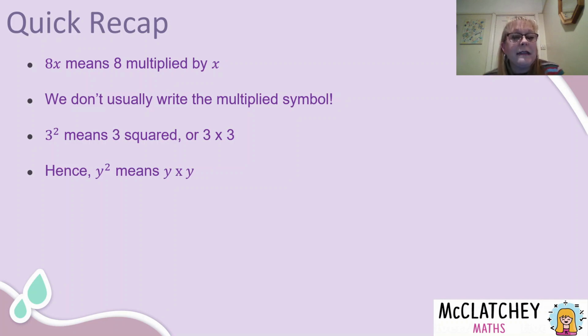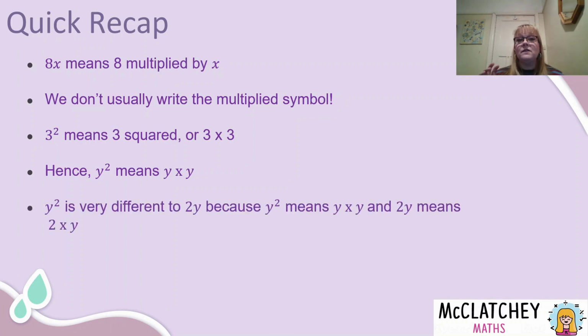3 to the power of 2 was a number. Let's look at it with a letter. We can also multiply letters by themselves. So in this case, we've got y to the power of 2. It simply means y times y, or y times by itself. Now this is where students get a little bit confused. y squared is very different to 2y. You notice with 2y we've got the coefficient and then the pronumeral, the 2, then the y.